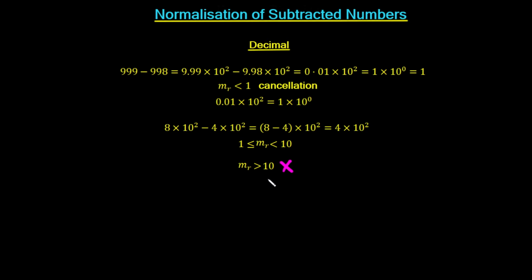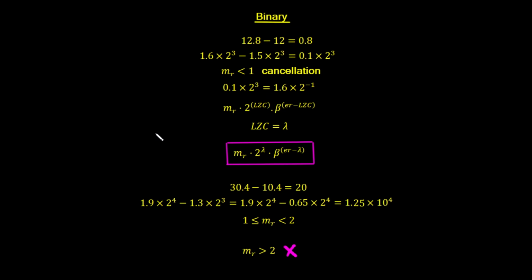So let's look at what happens in terms of the decimal, the binary system. Now let's look at the three binary equivalents. We're going to have MR is less than 1 and we'll have the cancellation. We'll have an option where MR is greater than or equal to 1 and less than 2, and an option where MR is greater than 2. So we'll look at the last two options here first of all, and then we'll look at the third option up here.